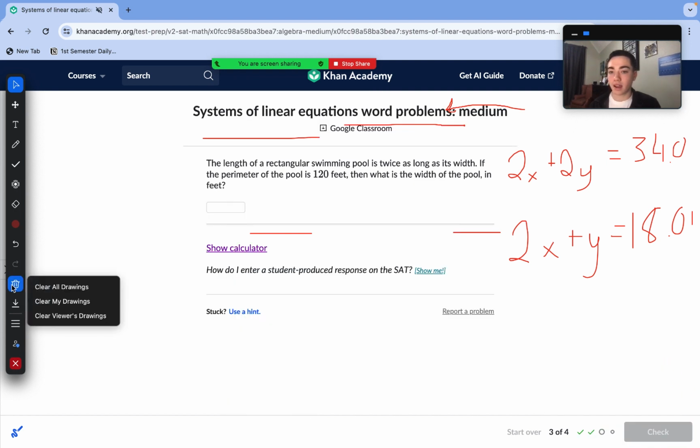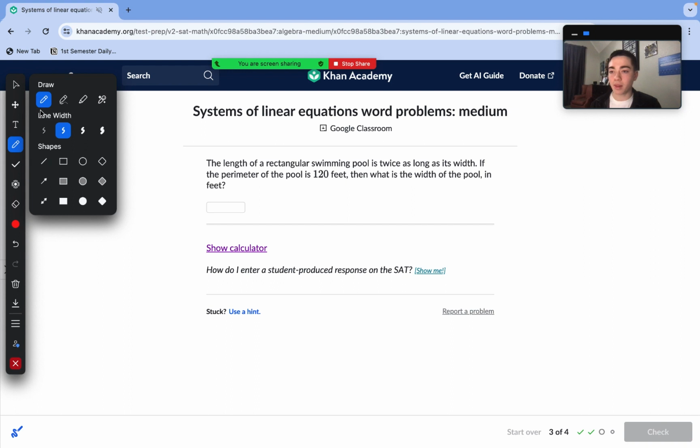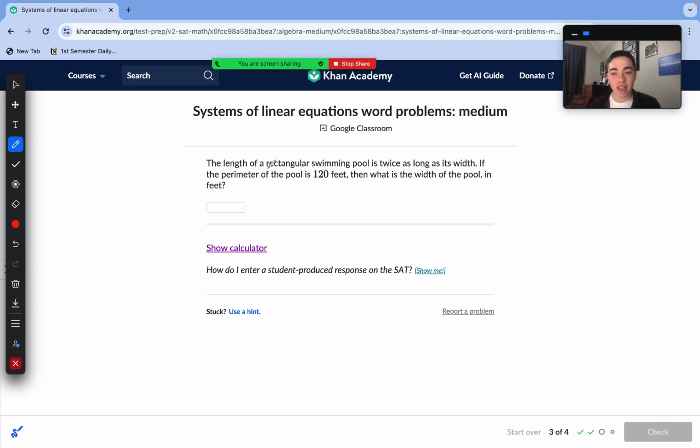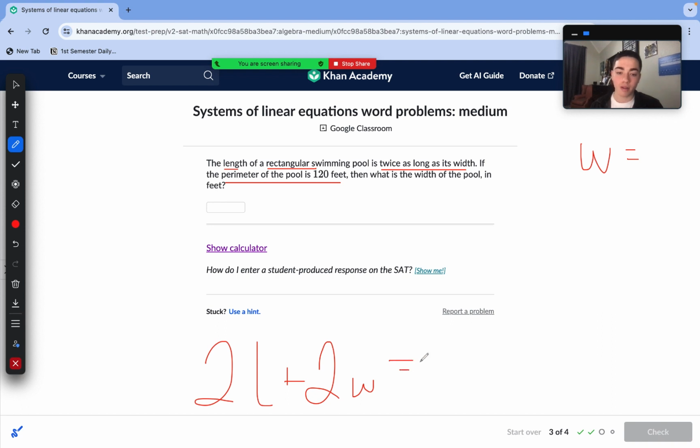On to our next question here. Very similar. The length of a rectangular swimming pool is twice as long as its width. If the perimeter of the pool is 120 feet, then what is the width of the pool? So we're trying to find width. We'll go really quick through this. We know our perimeter equation is already 2L + 2W = 120, since 120 is our perimeter.